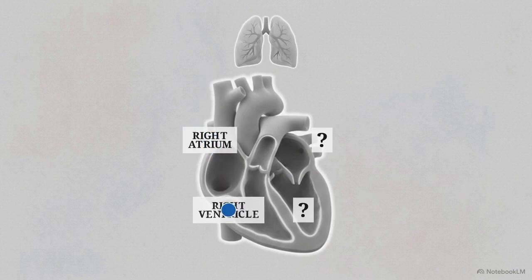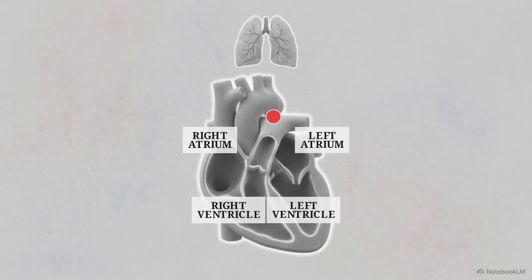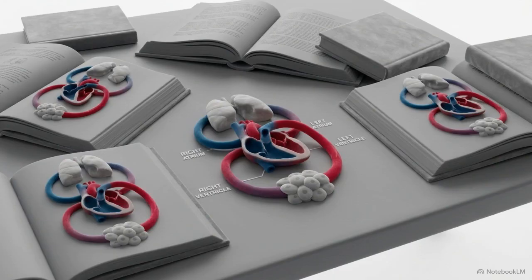The blood moves from the right atrium to the right ventricle, travels to the lungs for oxygen, returns to the left atrium, and finally enters the left ventricle to be pumped out the aorta. Visualizing this interlocking loop confirms you have mastered the mechanical sequence of the dual pump system.